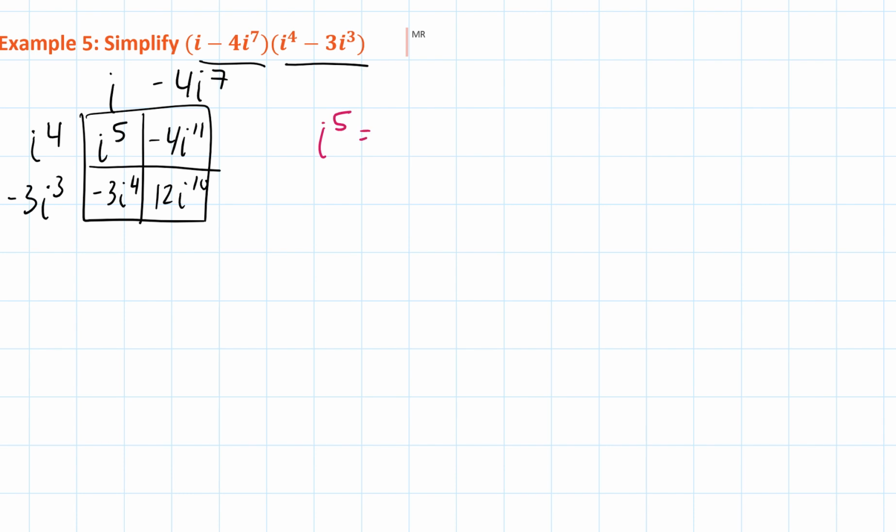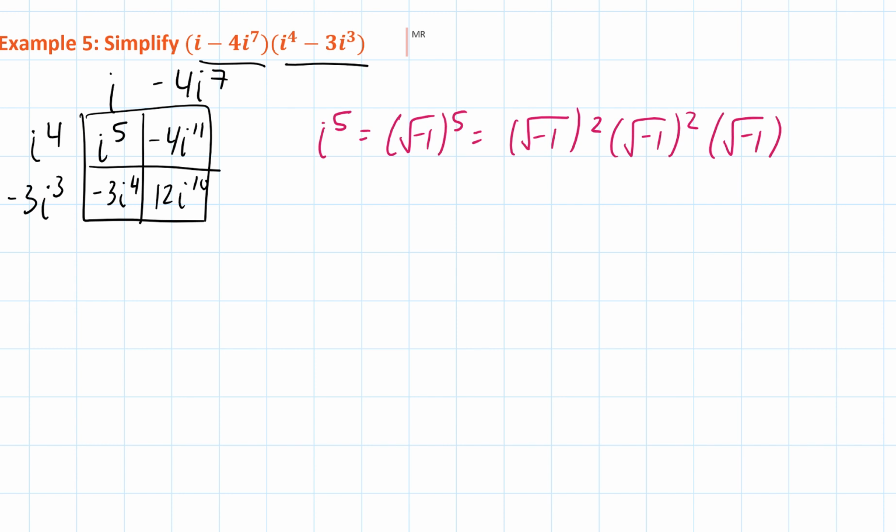i to the 5th is square root of negative 1 to the 5th. That's 2 pairs and a leftover. So these guys cancel, these guys cancel. Here there's nothing to cancel out with, so we get negative 1 times negative 1 times the square root of negative 1. That's positive 1 square root of negative 1, or 1i.